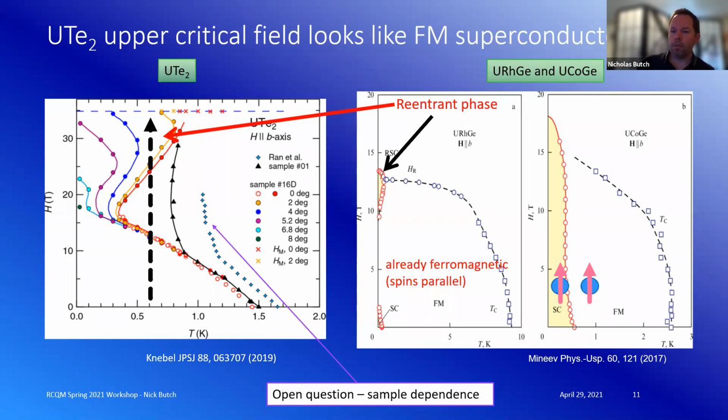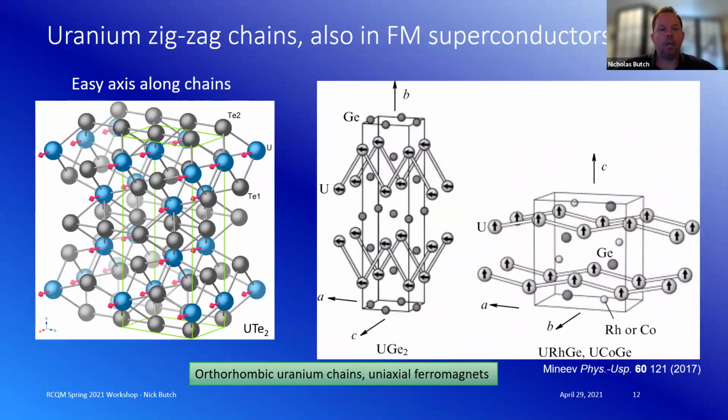The important distinction between these two different classes of materials is that the latter are actually ferromagnetic before they become superconducting, and it's not controversial that those are spin triplet systems. Another thing is that this chain motif that we see in UTe2 is very similar to one that is also seen in uranium germanium 2 and uranium rhodium germanium, uranium cobalt germanium. So they're orthorhombic. You have these kind of one-dimensional chains, and the latter are again ferromagnetic.